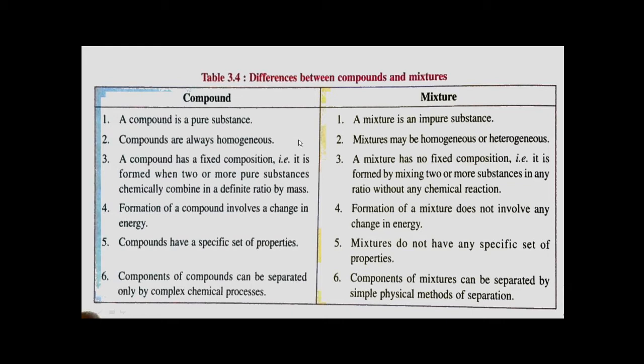A compound has a fixed composition, that is, it is formed when two or more pure substances chemically combine in a definite ratio by mass. As chemical combination is there, we are going to get a whole new compound, and so they have a definite, fixed composition. But a mixture has no such fixed composition, as it is formed by mixing two or more substances in any ratio without any chemical reaction. Suppose for a compound, hydrogen and oxygen chemically combine together to form the water molecule. So for water, we can give a fixed composition as H2O. This is the chemical formula of water.